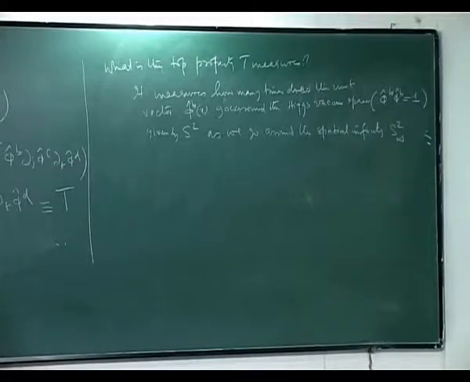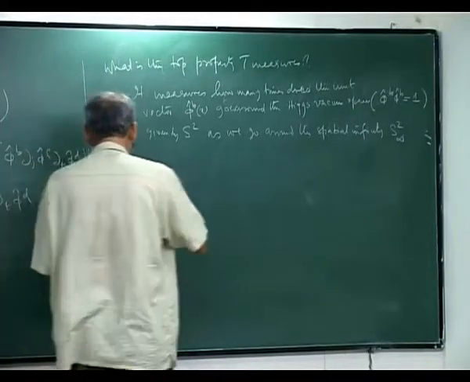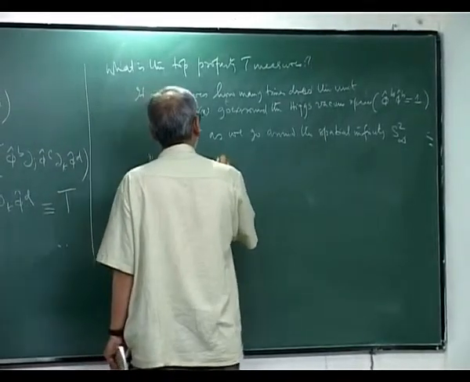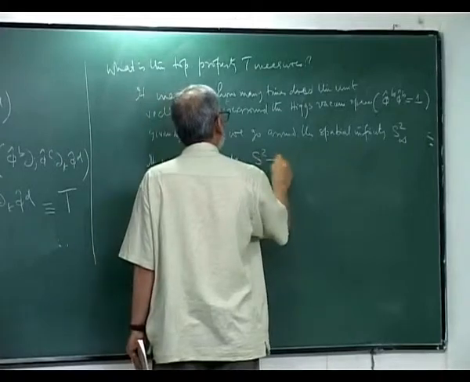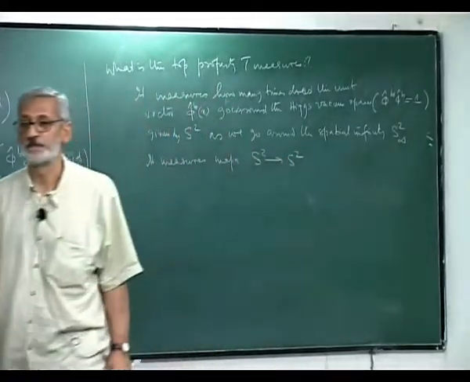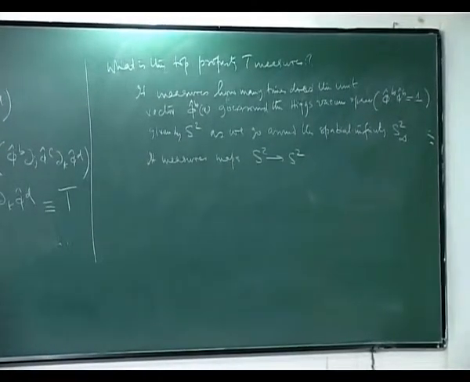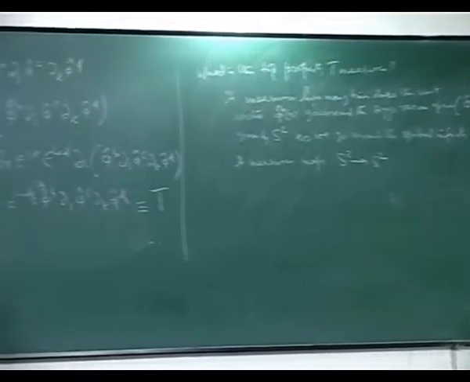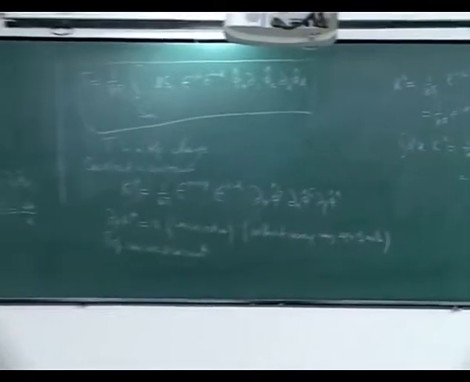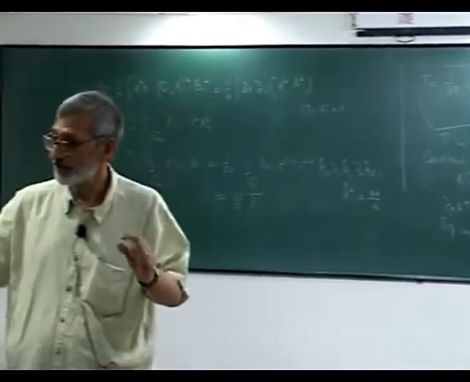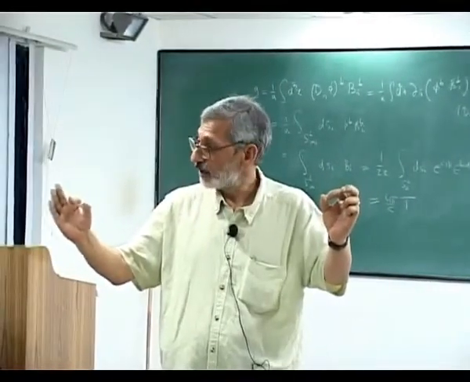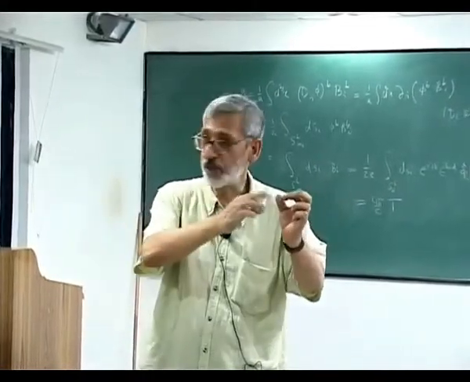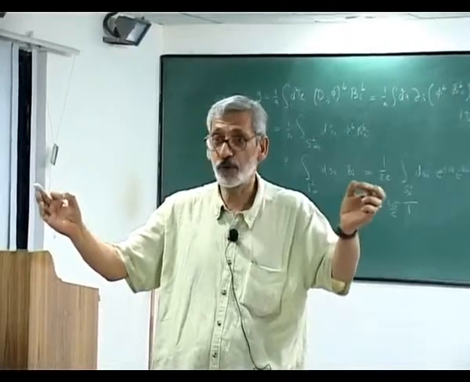So it measures what is called maps of S2 to S2. S2 to S2 is slightly more complicated to visualize, but S1 to S1 is very easy to visualize. S1 is a circle, another S1 is a circle. If I go around this circle once, I can go around this circle. Maybe this whole circle is mapped to one point here, so I don't go around at all. So that is topologically trivial.